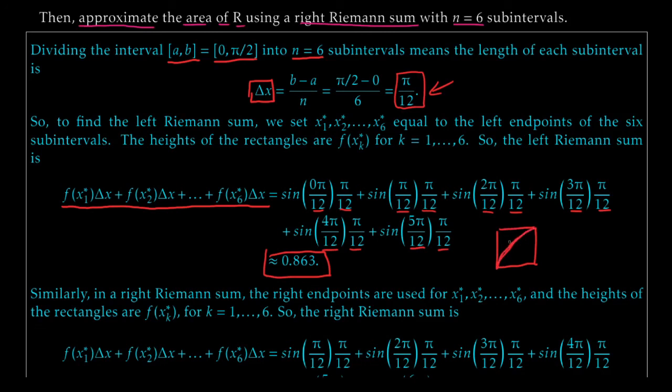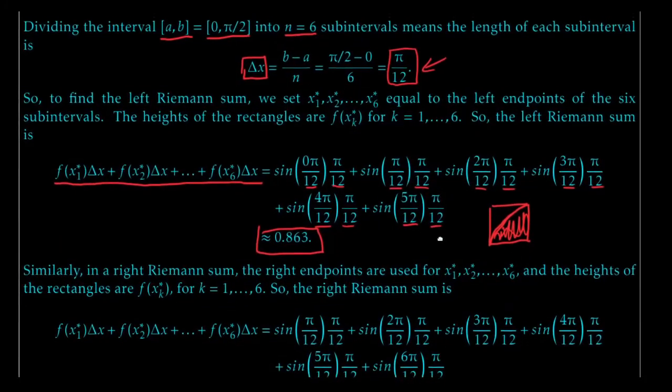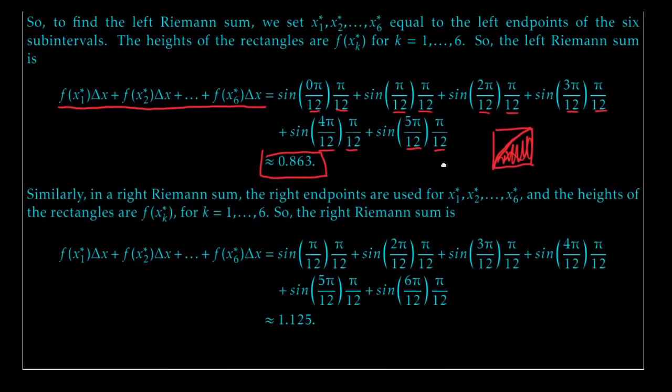It was a little bit more than half of that box is the area under there. So this seems like maybe not quite the right amount, but good enough. It's a good approximation. So if we do the right Riemann sum, now we'll be using the right endpoints.